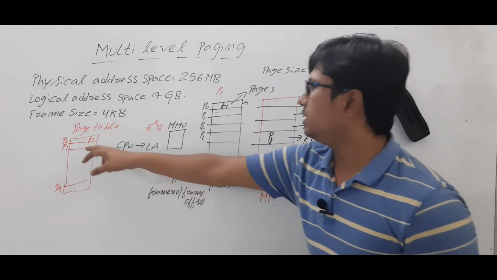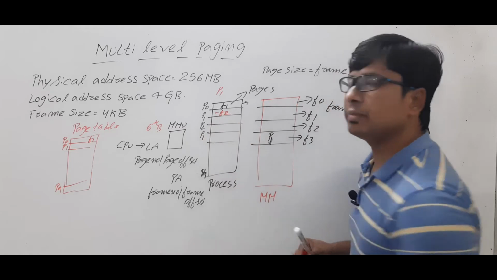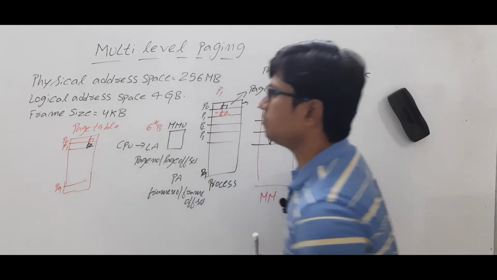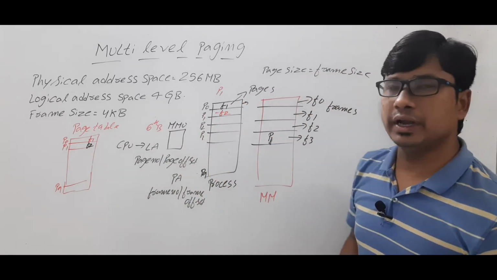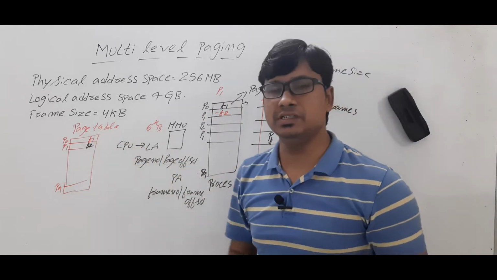Let's consider that page number 1 has been loaded in frame number 2. So that information will be there here. In frame number 2, page number 1 of the process will be loaded. And remember one important point: each process has its own page table.